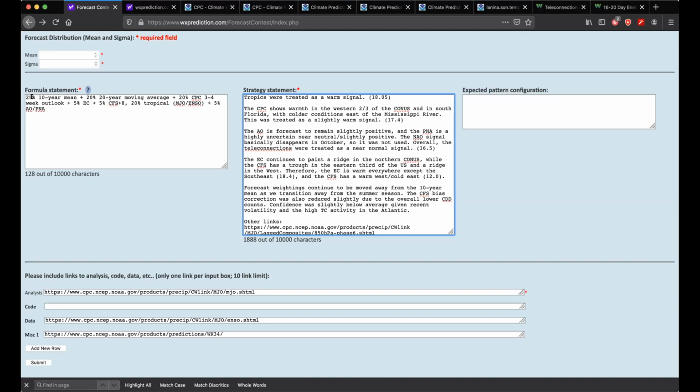So my forecast weightings I changed. Basically, I've been weighting the 10-year means a little less as we move closer to the heating degree day season, and I bumped up my 20-year moving average weighting instead, and I didn't change anything else except to change the CFS to a +8 because of the overall lower CDD counts right now. So I think adding +9 is a little too high. And then confidence was slightly below average given recent volatility and high tropical cyclone activity in the Atlantic. So I believe the average is 6.5, so my signal would probably be about 6.8 or 6.9. And any questions?